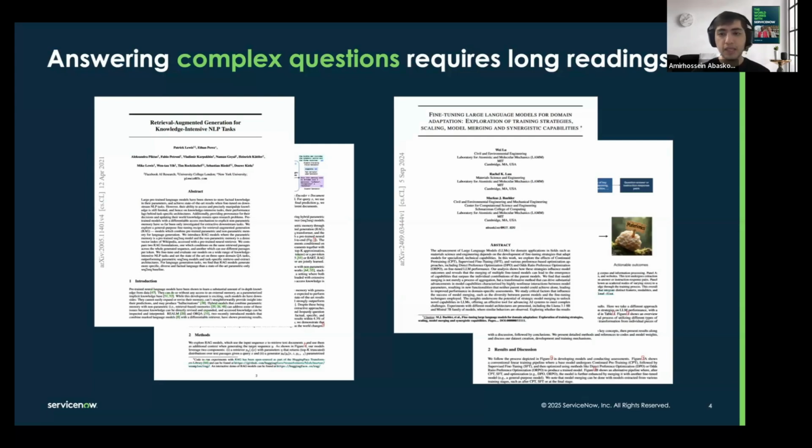Multi-hop means that to answer your question, you need more than one document. You cannot answer it with only one document. In this case, you need multiple research papers. And multimodality means that you cannot answer it only with text or only with images. You need to interpret images, text, and tables together to answer the question.